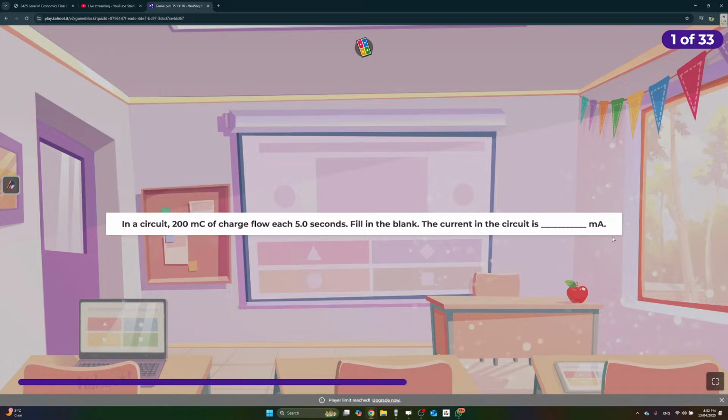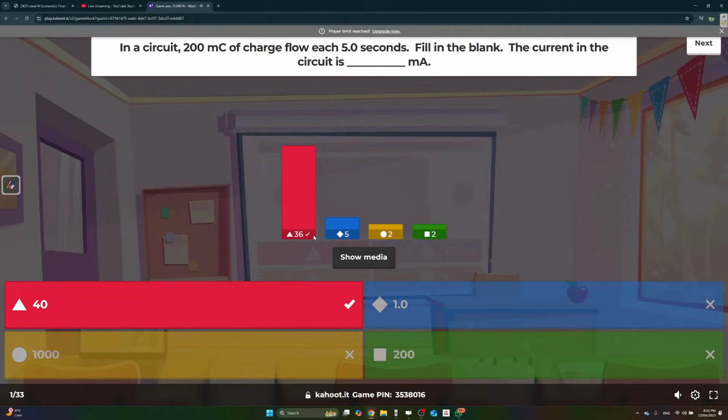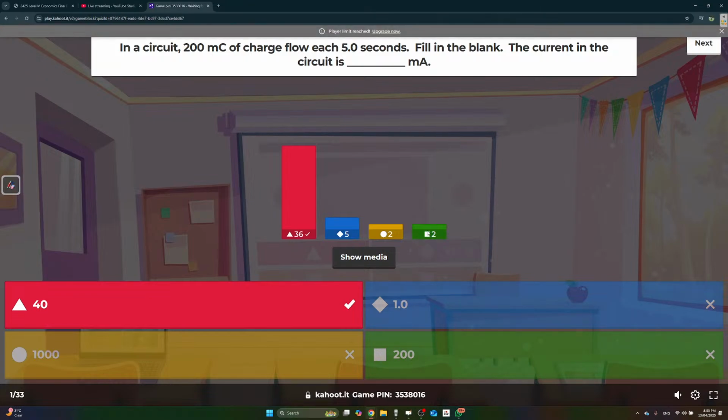Okay. In a second. Let's see who got this correct. 13 answers. Okay. In a circuit, 200 millicoulombs of charge flow each 5 seconds. What is the current? There's 2 seconds left. 40. 36 people got it correct. Okay, let me see. Who got, 36 people got this correct? Who voted, bro? Who put 200, bro? Are you lost?